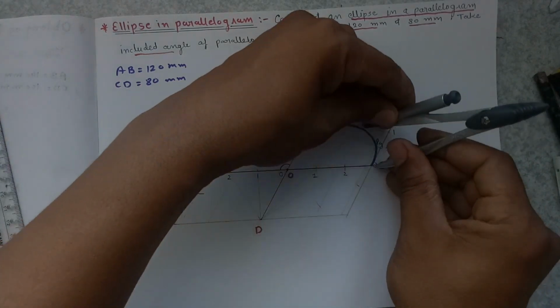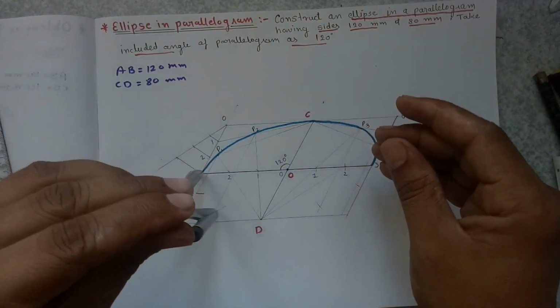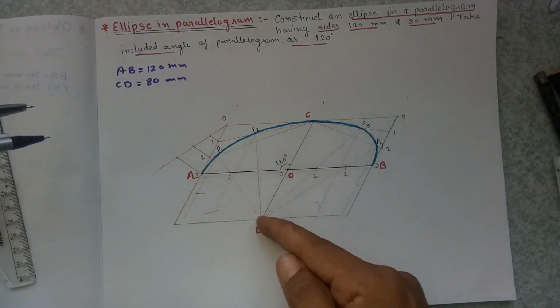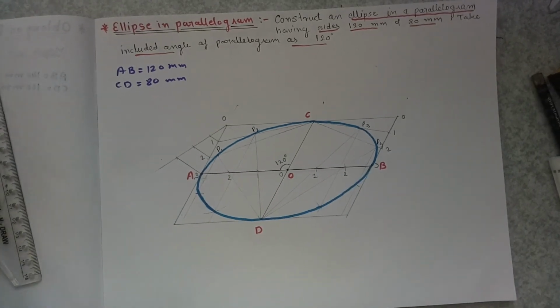B to P3, give an arc from A over here, and draw the curve passing through these points, which will be an ellipse in the parallelogram. So this is an ellipse in the parallelogram.